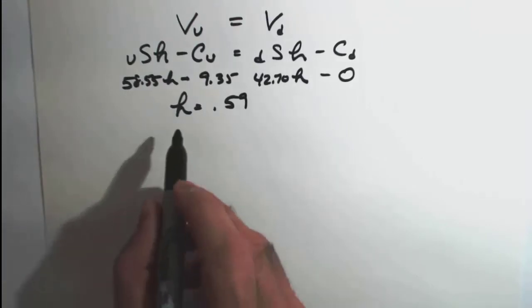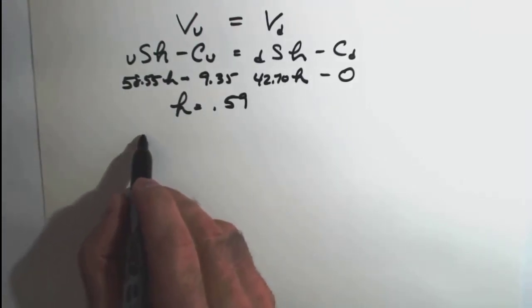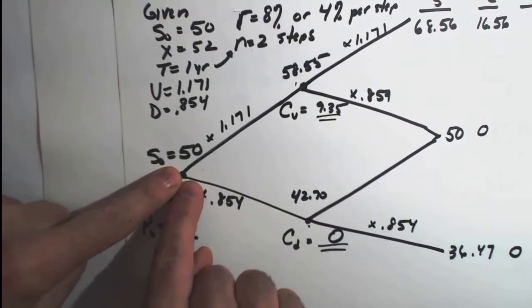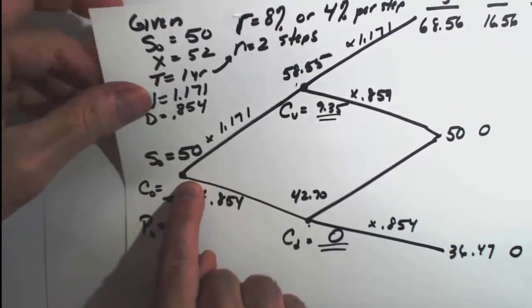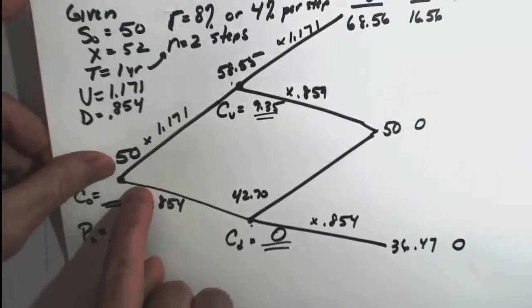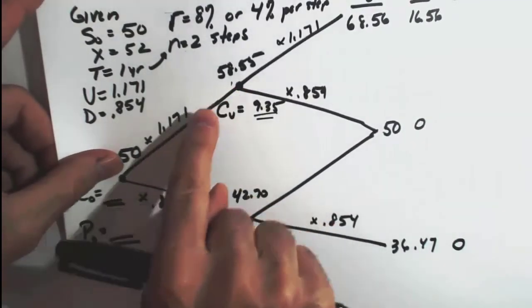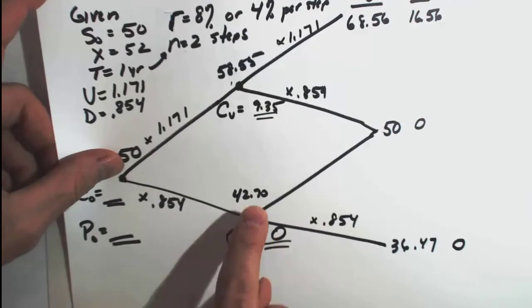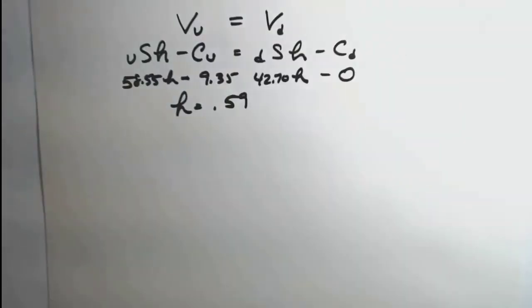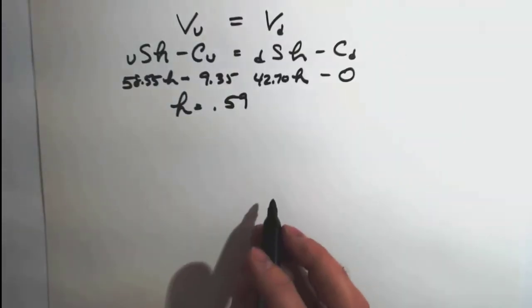So now what we're going to do is form a riskless portfolio. And we're going to form the riskless portfolio at this point in time so that if we have the right number of H, the right hedge ratio, 0.59, it doesn't matter if the stock goes up or the stock goes down, because we've just set these two values of the covered call position equal. So we don't care if it goes up or down. We basically have a riskless portfolio.